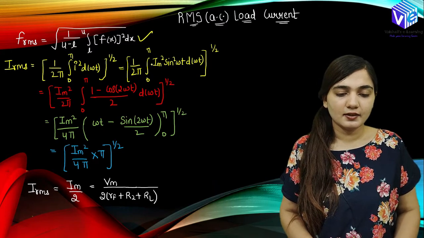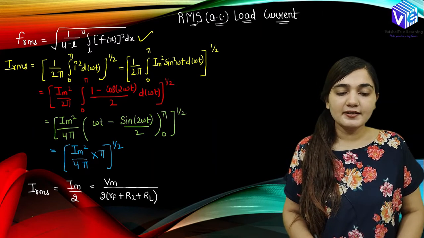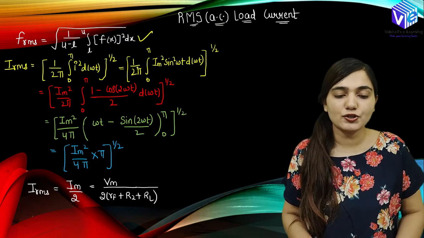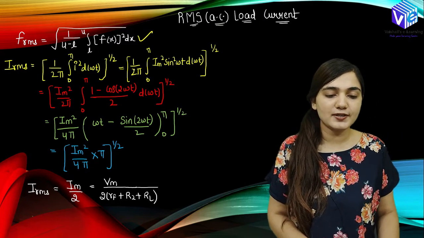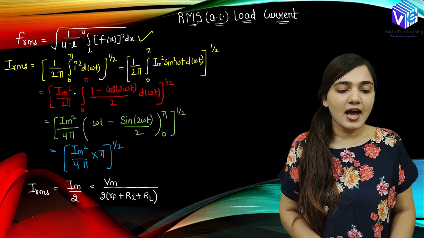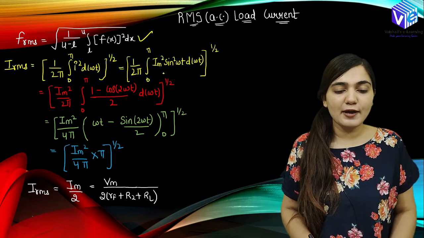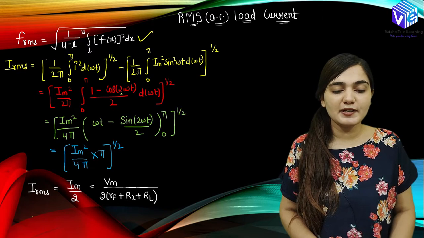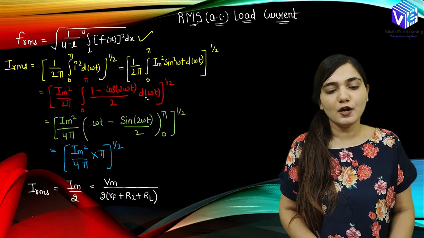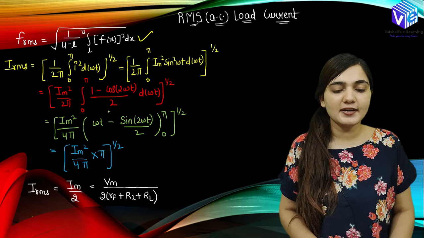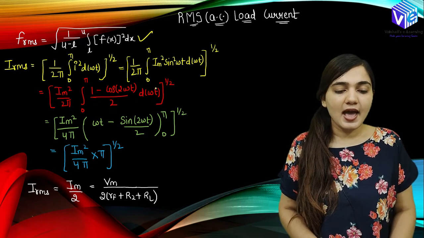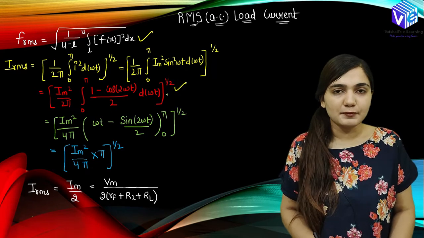Im is a constant, we can pull Im square outside. So when I pull Im square outside of the integration, I will be having Im square upon 2 pi integration from 0 to pi. Now sine square omega t can be represented as 1 minus cos 2 omega t upon 2 d omega t. So this is how I can represent the sine square omega t, and the power is 1 by 2. Don't skip the power, right?